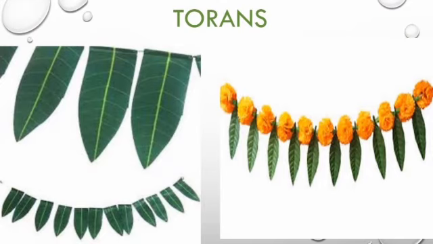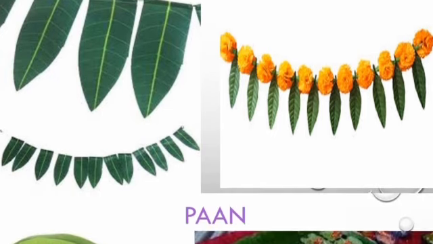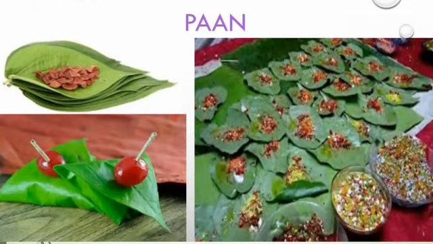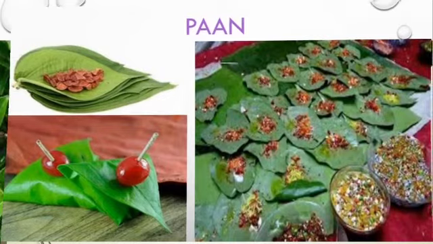We use the leaves of mango tree to make torans, which are used to decorate house on special occasions. These are betel leaves. They are used for some religious ceremonies, and some people eat these leaves as pan.